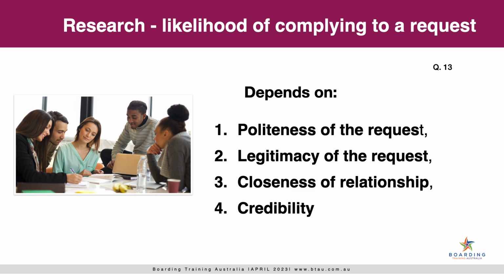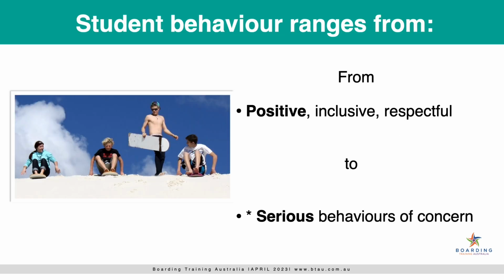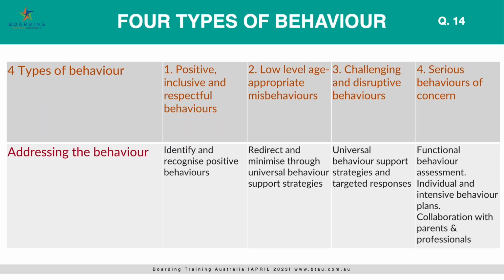When we talk about legitimacy of a request, you can imagine a student throwing rubbish on the ground and then you asking another student to pick that rubbish up. It's not really a legitimate request. Credibility is being competent, smart, in touch, being trustworthy, keeping confidences, etc. Being a genuine, caring person is all about credibility. Student behaviour ranges from positive, inclusive, respectful behaviour to serious behaviours of concern. Here are those four types of behaviour in a table: positive, inclusive, respectful behaviour, the sort of behaviour we really want to see from students.